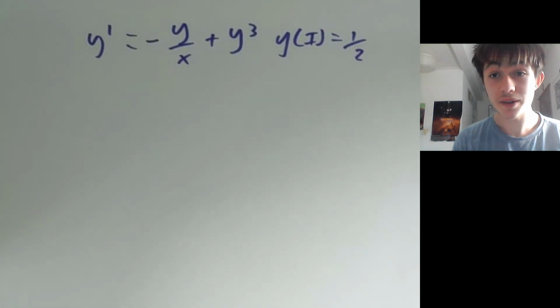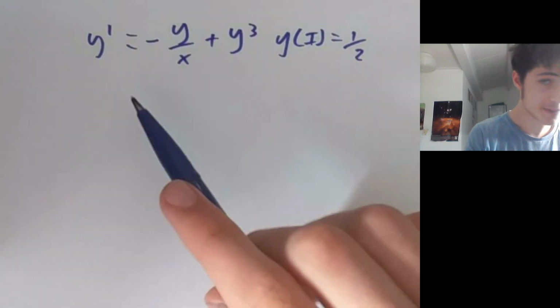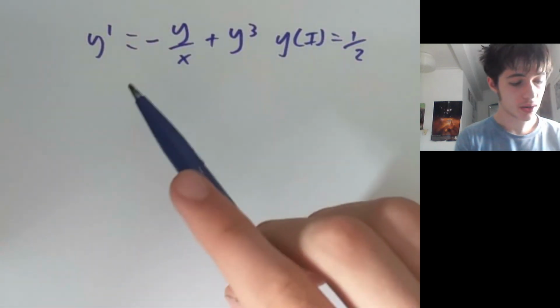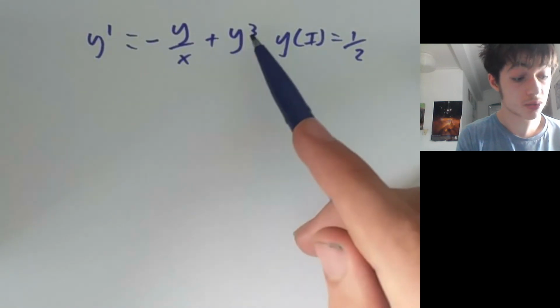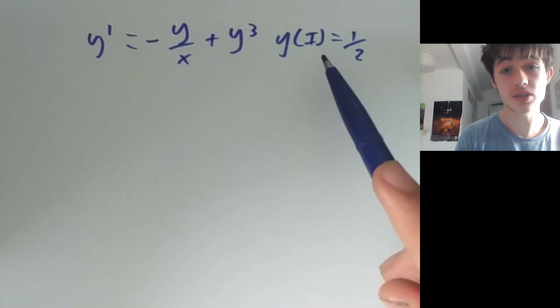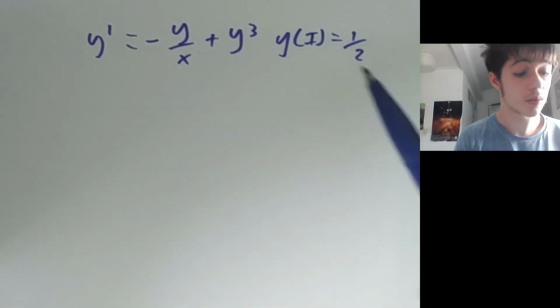Okay, hello everybody, and today we're gonna solve this differential equation. It says y prime equals negative y over x plus y cubed, and we have the initial condition that y of 1 equals half.